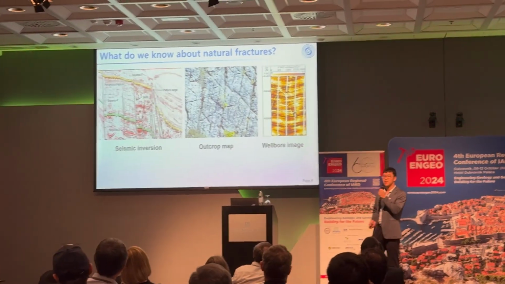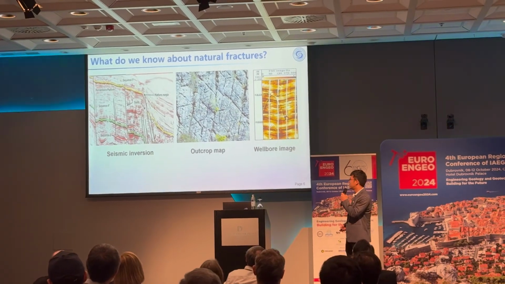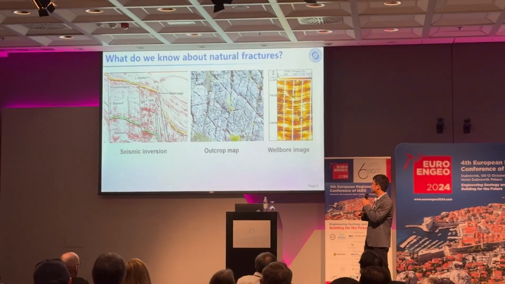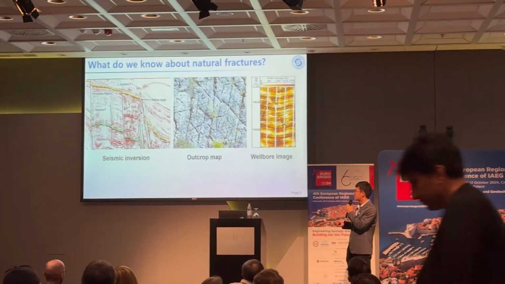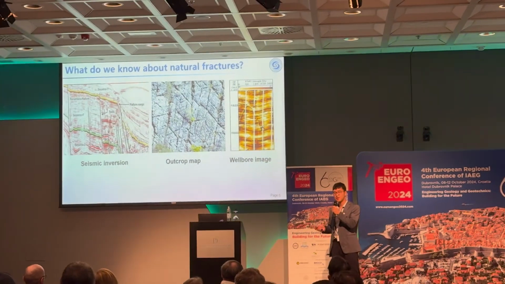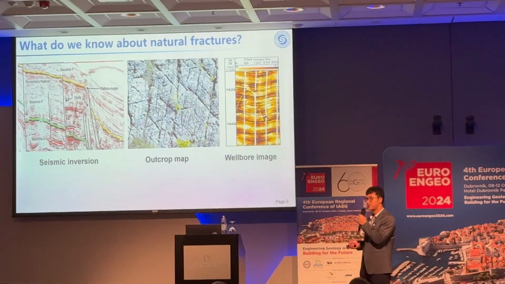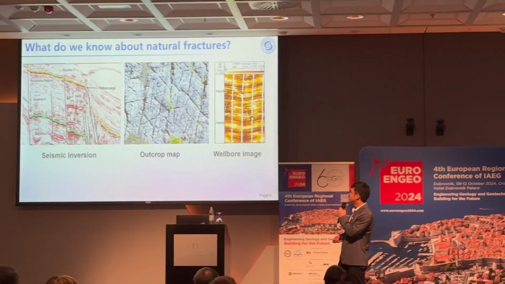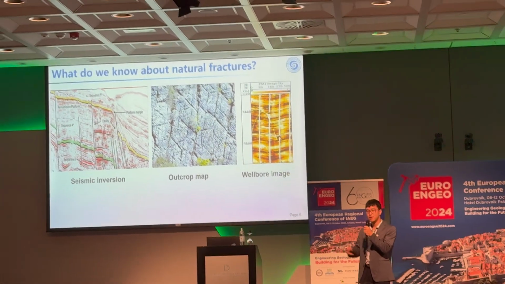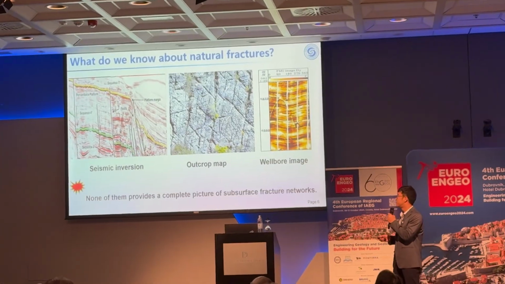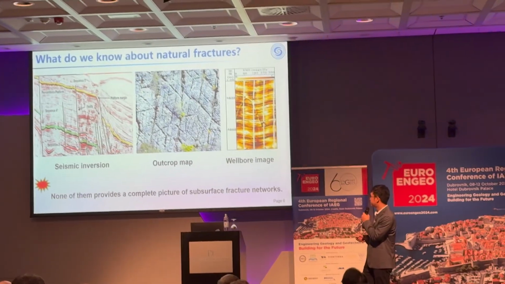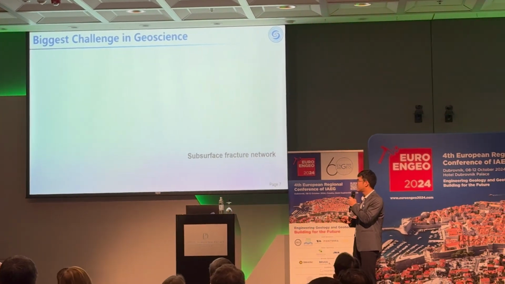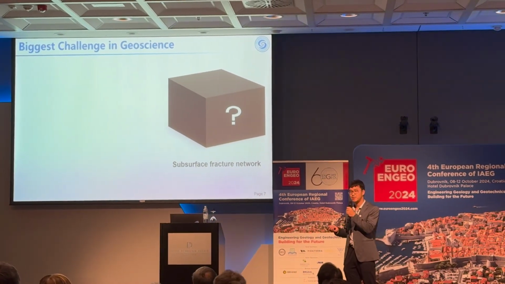So, do we know a lot of things about natural fractures? Unfortunately, no. We have very limited ways to know something about subsurface fracture networks, such as the seismic inversion, where you can see large-scale faults, an outcrop image, where you can see the fractures exposed on the surface, and the wellbore images, where you can see the fractures intersecting the wellbore. But none of them can provide a complete picture of the subsurface fracture networks. So in general, the subsurface fracture network is just like a black box. We do not know much about it.